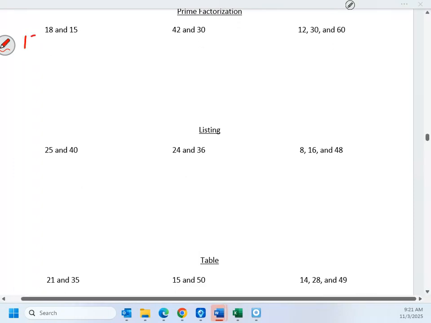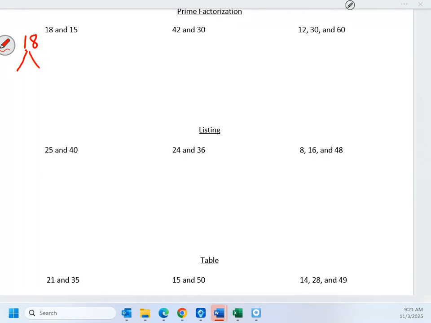So we would start with 18. What are 2 factors of 18? 6 and 3. Can I break the 6 down? Yeah. That 6 can get broken down into 2 and 3. 3 is already a prime, so I just go straight down to that 3.